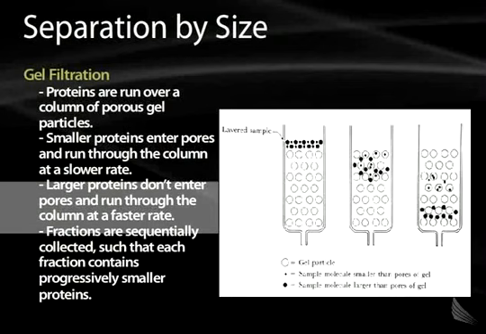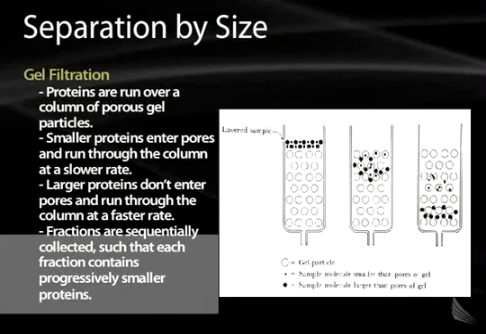What we do then is we sequentially collect fractions of material that flow through these columns, and each sequential fraction contains smaller and smaller proteins.